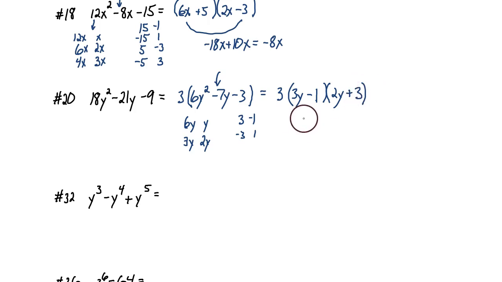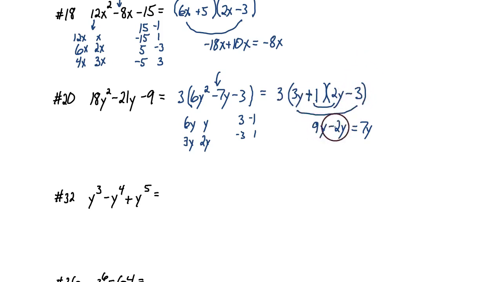Now let's find our outer and inner products. 3y times 3 is 9y. Negative 1 times 2y is negative 2y. And these combine to 7y. We want to make negative 7y. So we simply have the wrong sign. We need to switch the signs on our 1 and our 3. We want this one to be the positive 1. And we want this sign to be negative 3.